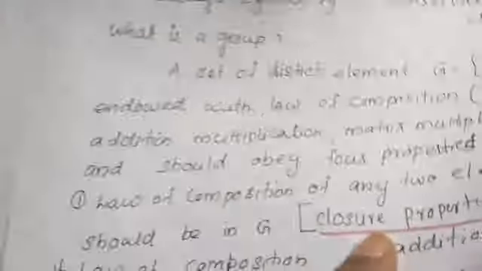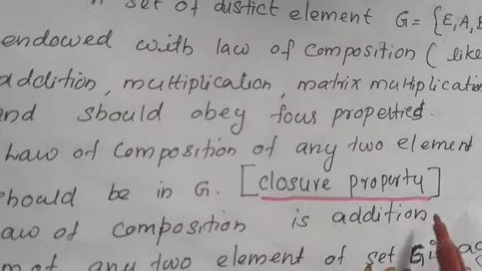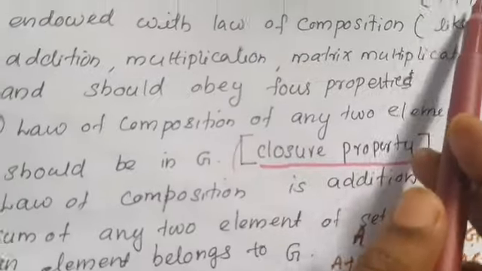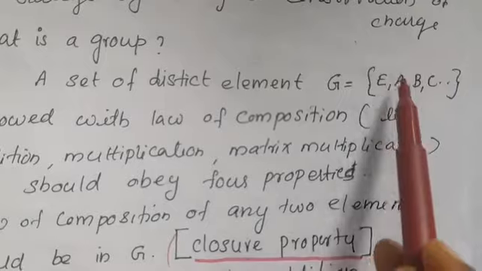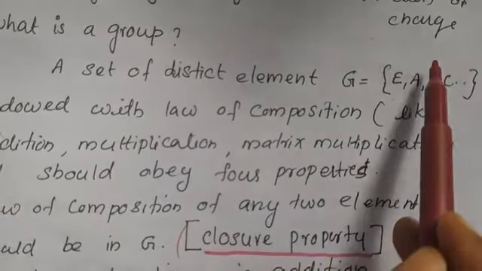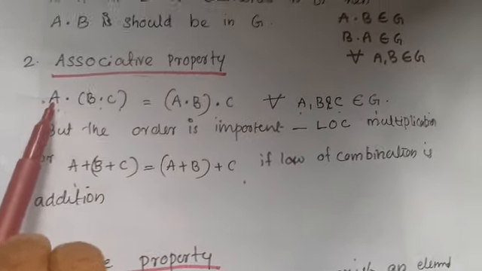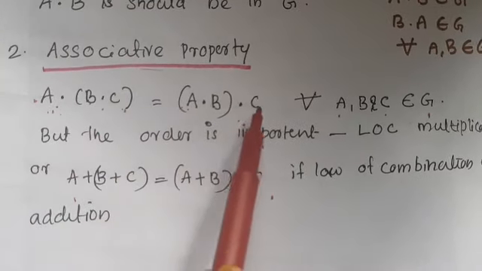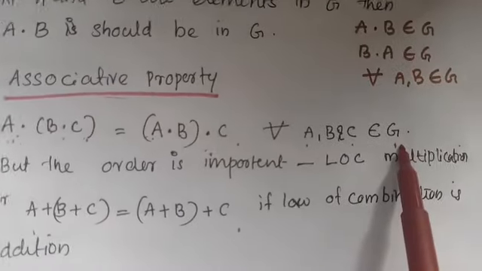So for a set to be a group, it should obey the closure property, that is, when we combine any two elements, by addition or multiplication, the result should be there in the group. That is the first thing. And the second thing is that if we do some operation, that is (A dot B) dot C, that should be equal to A dot (B dot C), and A, B, C should be there in the group G.